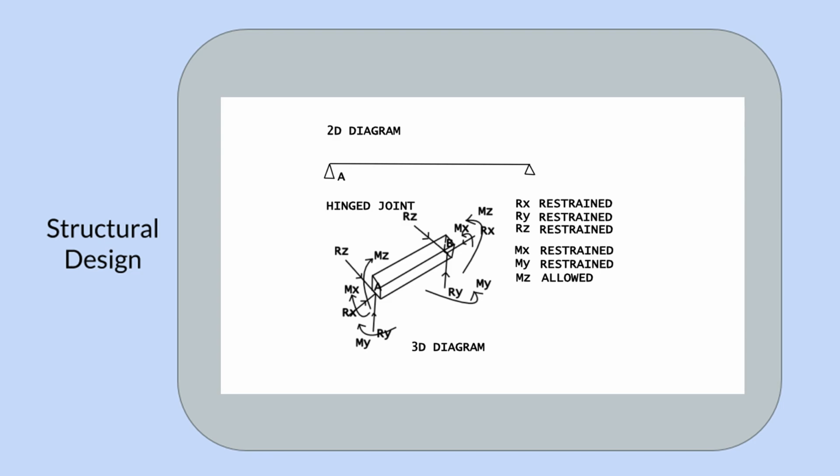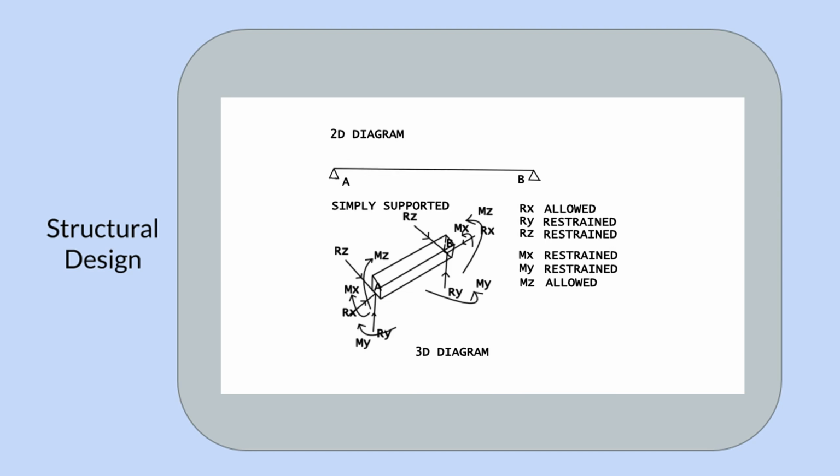The next one is the hinged joint. In this type of joint, the 3 translational displacements are restrained, but rotation about the z-axis is fully allowed. And the next is the simply supported joint. In this type of joint, the 3 translational displacements and 3 rotational displacements are partially restrained. So only self-weight is sufficient to cause restraint.